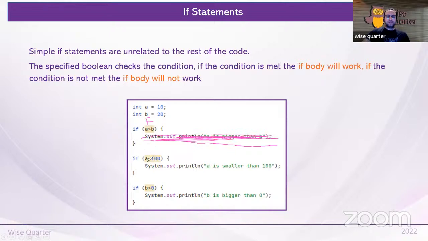What about this if? It says A is smaller than 100. Yes, it is true. This means we will see A smaller than 100 on the console. This is true, so the code between curly brackets will be executed. Third one, it says B is higher than 0. Okay, it is true. So this one will be on the console. Shortly, it is very easy. If this is true, whatever code is written between curly brackets will be executed. That's all.